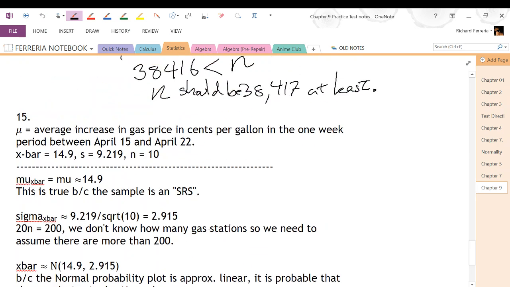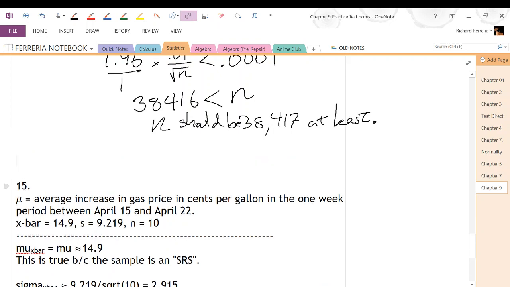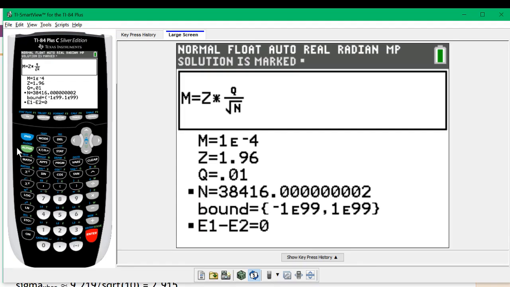Number 4? Wait, there's a second part. Oh, yeah. Interval width of 0.0003. We would go back over here and just change this to a 3. Wait, wouldn't you change it to 1.5? Oh, the width is 3, so 0.0003 divided by 2, right?